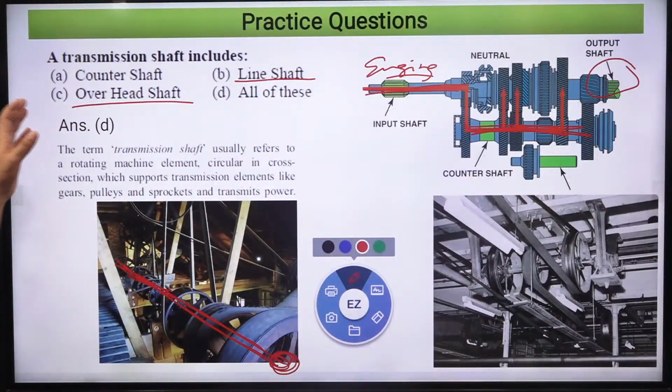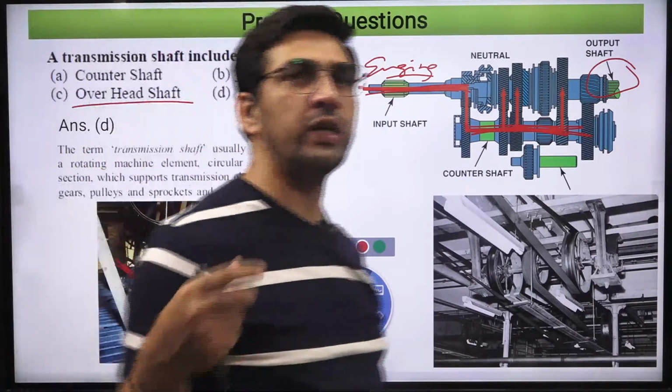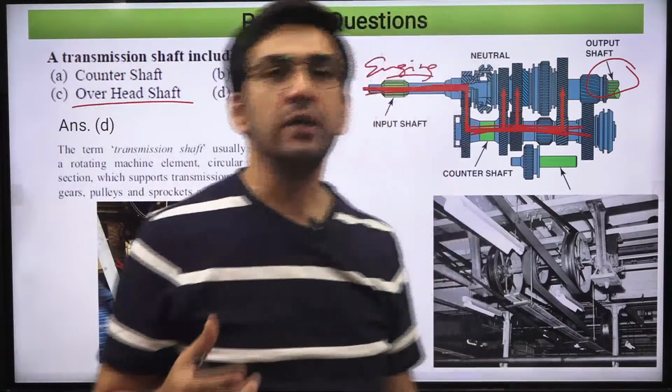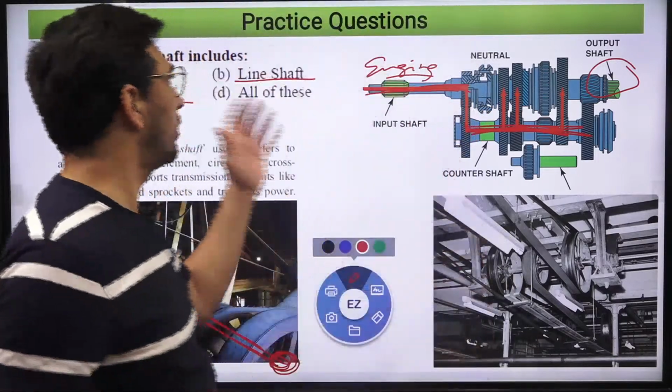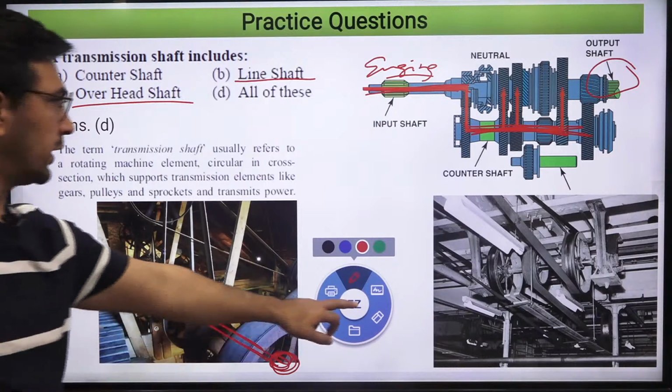So all of these shafts are basically transmission shafts only. So transmission is a general term. That means you are making use of the shaft to transmit the power. But these are different forms of the transmission shaft. Got? Okay. So let's go to the next one.